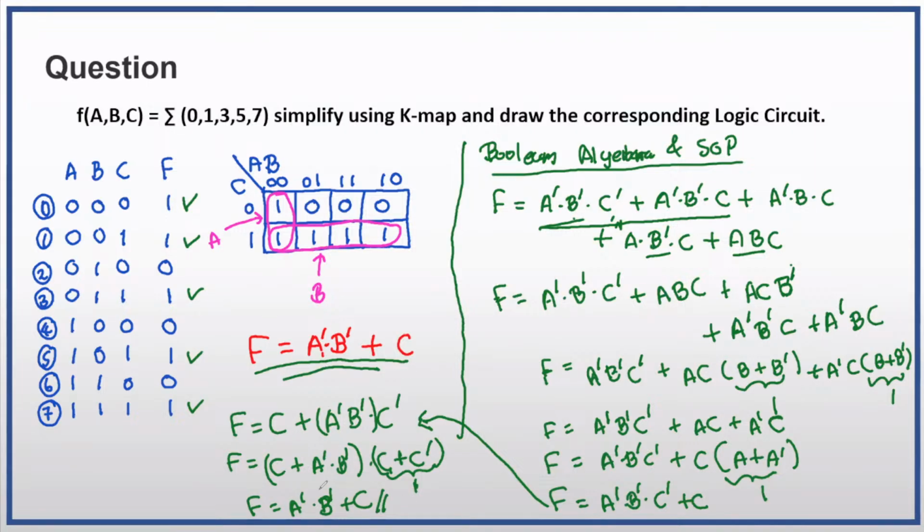But the Kana map is the easiest path that you can have it.